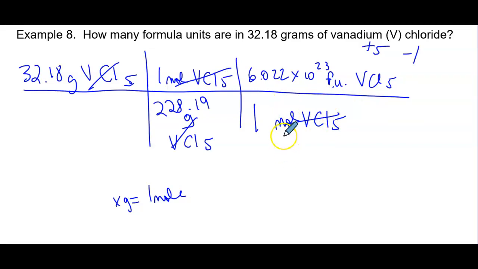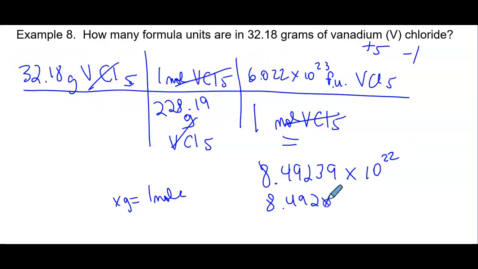So we're going to then do the math. We're going to multiply across the top, 32.18 times 6.022 EE to the 23rd, hit equals, divide by 228.19, and I get an answer of 8.49239 times 10 to the 22nd. Let's look at sig figs. I have 4 here, I have 5 here, I have 4 here, so I can have 4. 8.492 times 10 to the 22nd formula units of vanadium chloride.